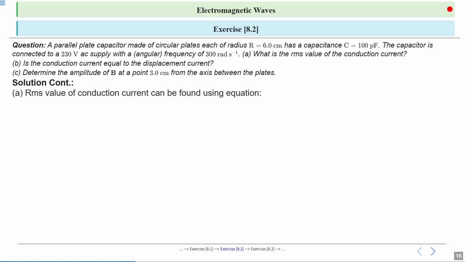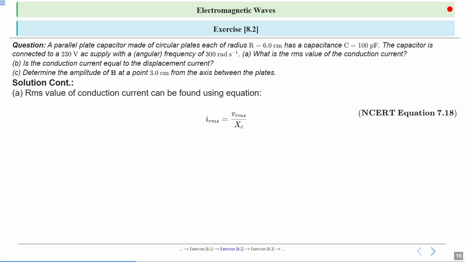So the RMS value of conduction current can be found using an equation. We know that the RMS value of current is equal to VRMS upon XC, according to NCERT equation 7.18. So the expression between IRMS and VRMS is given: IRMS equal to VRMS upon XC. It is equivalent to I equal to V upon R according to Ohm's law.